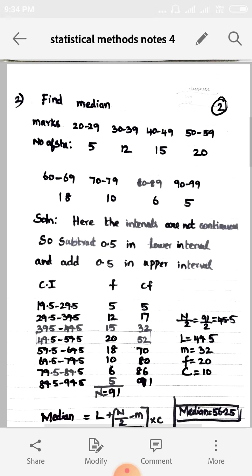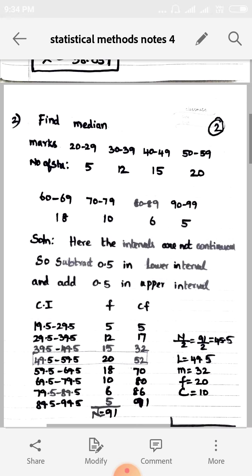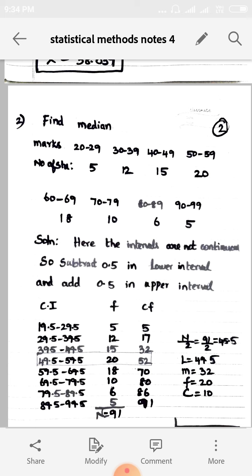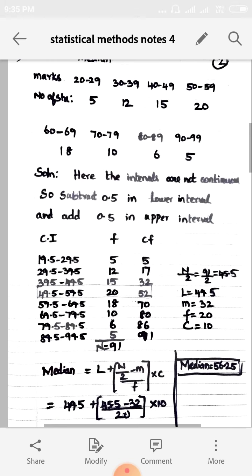Now see one more problem in median. Same one. Marks and number of students. The marks given are 20 to 29, 30 to 39, 40 to 49, 50 to 59, 60 to 69, 70 to 79, 80 to 89, 90 to 99. See, here the class intervals are not equal. So how can we find the equal class intervals? See the solution. Here the intervals are not continuous. So same procedure: subtract 0.5 from the lower interval and add 0.5 to the upper interval.